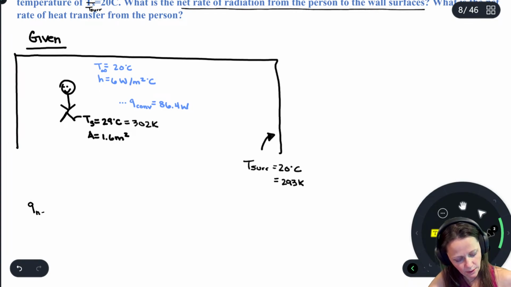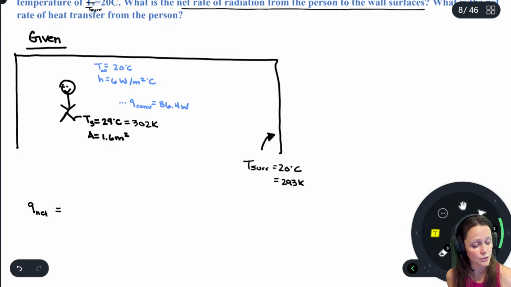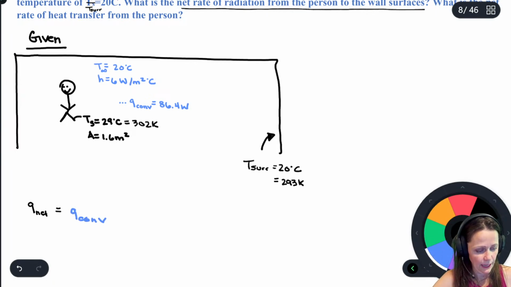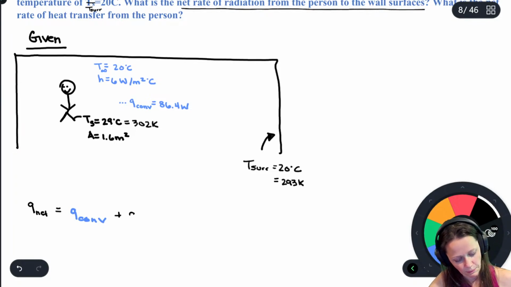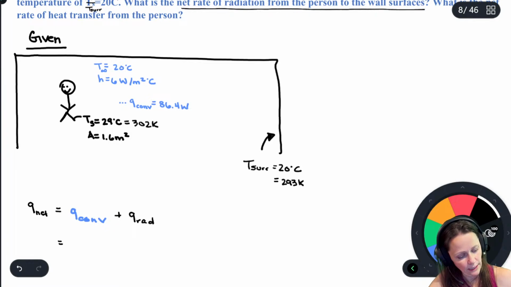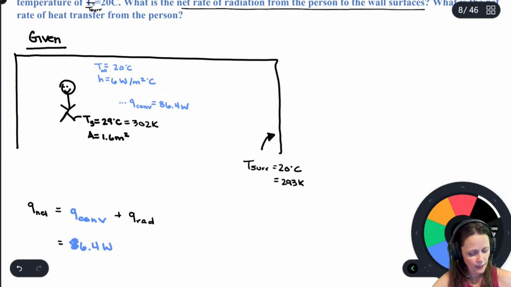So keep in mind, yes, we have heat transfer via convection. So Q by convection. And then we also have Q by radiation. Okay. So our Q by convection, we've already got that. That's our 86.4 watts. So I'll go ahead and write that. There we go, 86.4 watts. And then we've got a plus.